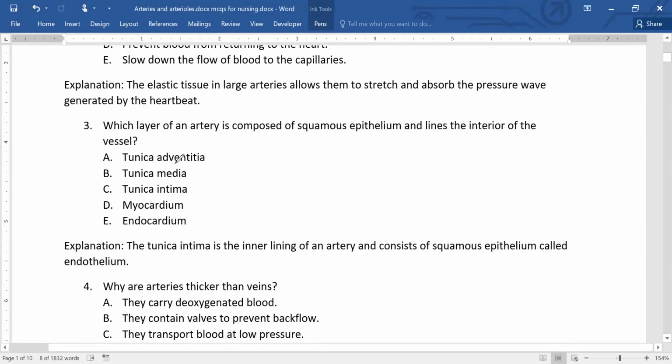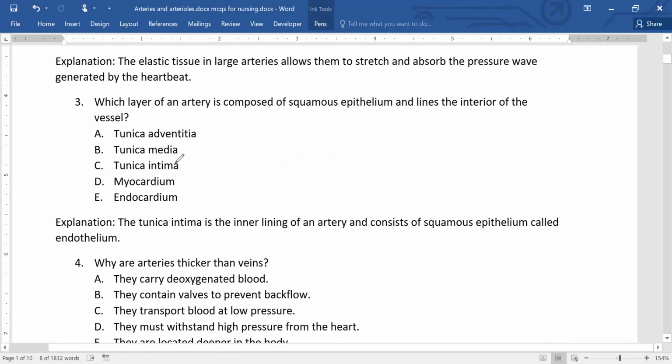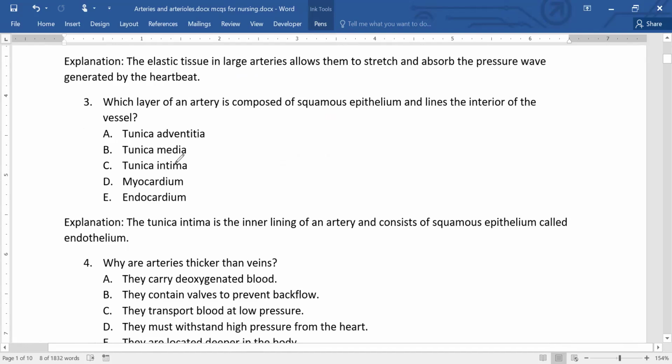Next question: which layer of the artery is composed of squamous epithelium and lines the interior of the vessel? Tunica adventitia, media, intima, myocardium, endocardium. Here the three layers of the vessel wall are the tunica intima, tunica media, and tunica adventitia. Now myocardium and endocardium are the wall of the heart. So myocardium is like the tunica media and endocardium is like the tunica intima.